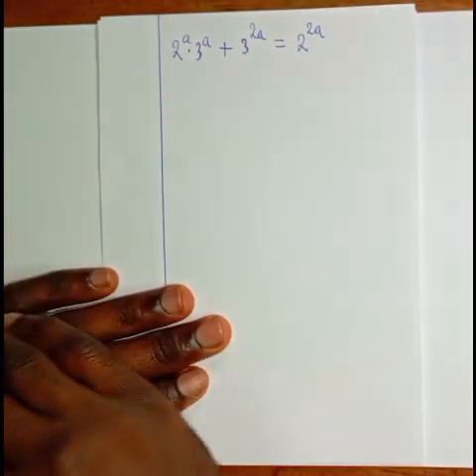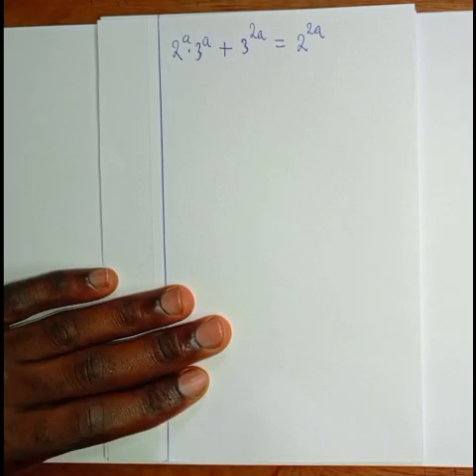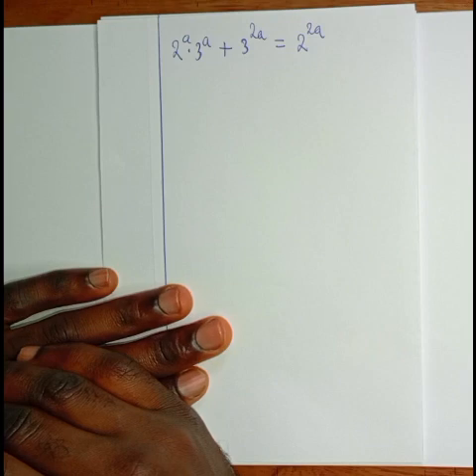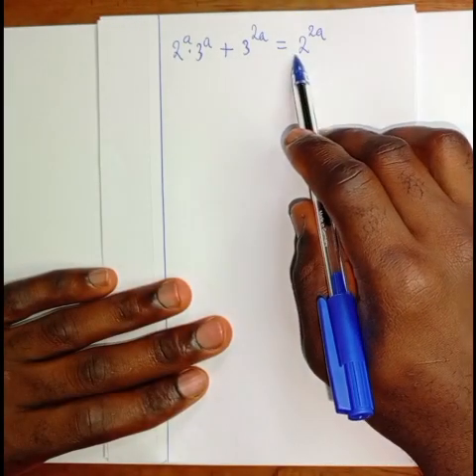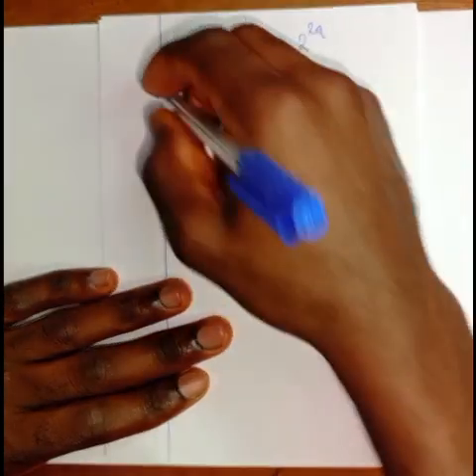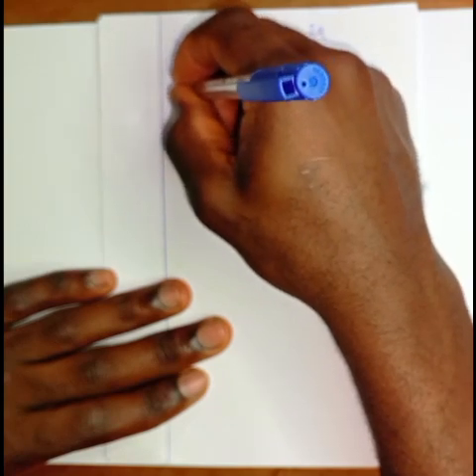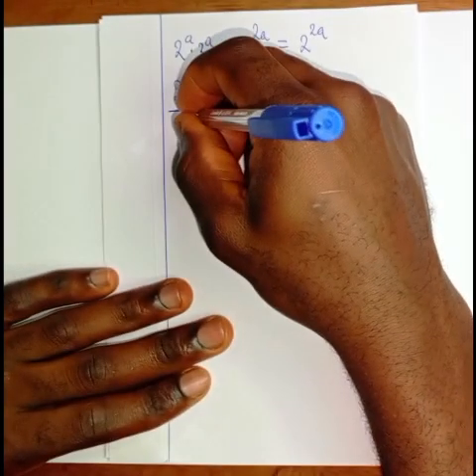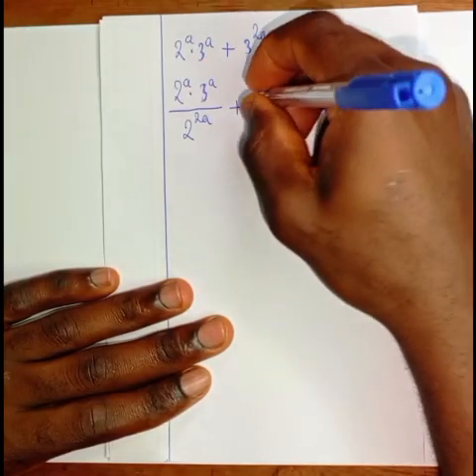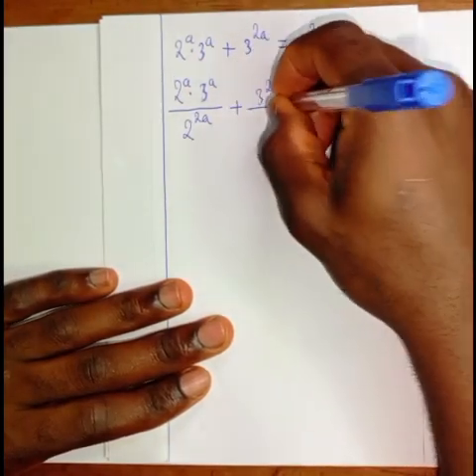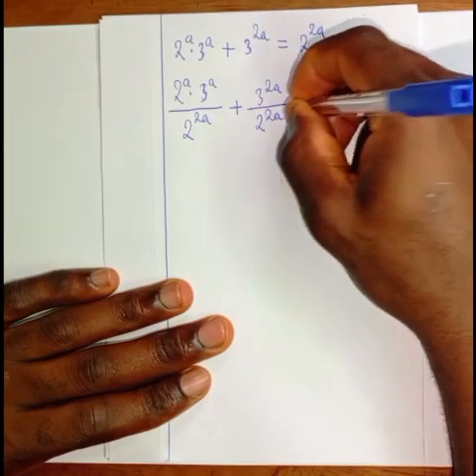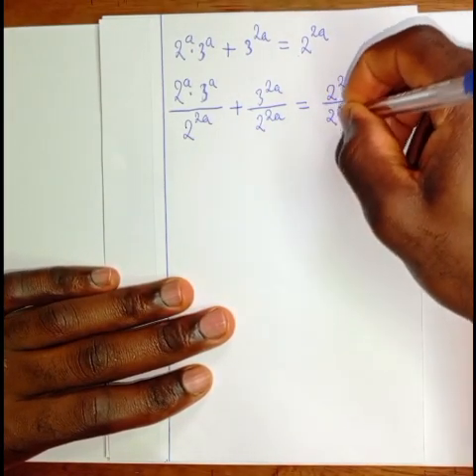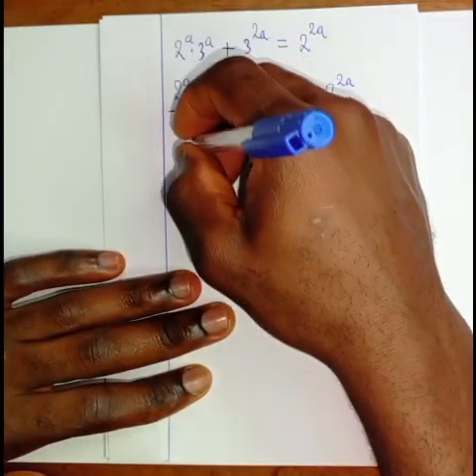Next step at this level, we are going to divide both sides by 2 raised to the power 2e. This will give us 2 raised to the power e times 3 raised to the power e, divided by 2 raised to the power 2e, plus 3 raised to the power 2e, divided by 2 raised to the power 2e, is equal to 2 raised to the power 2e divided by 2 raised to the power 2e.